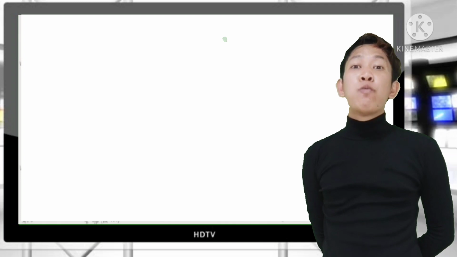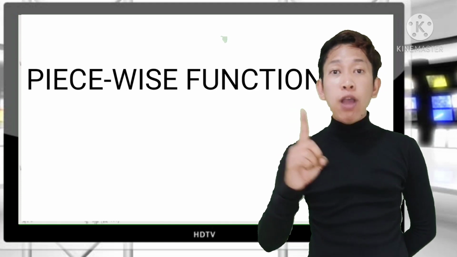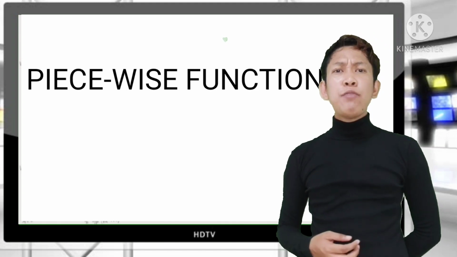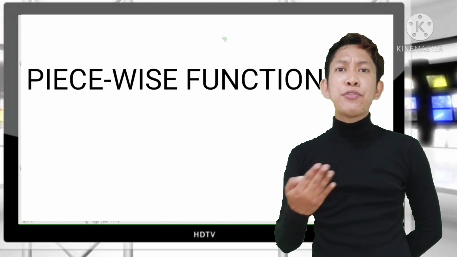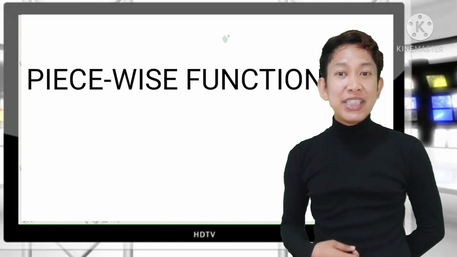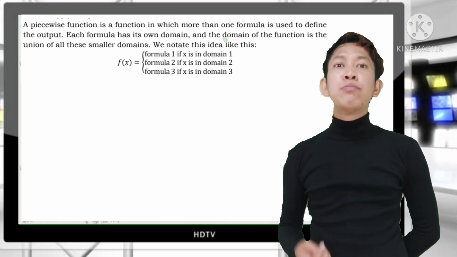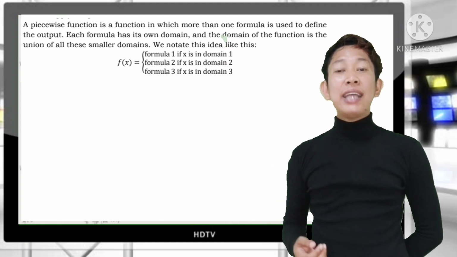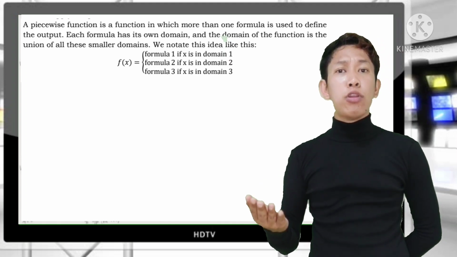So this time, we will now be having piecewise function. There are functions that require more than one formula in order to obtain the given output. There are instances when we need to describe a situation in which a rule or relationship changes as the input value crosses certain boundaries. In this case, we need to apply the piecewise function. A piecewise function is a function in which more than one formula is used to define the output. Each formula has its own domain, and the domain of the function is the union of all these smaller domains.